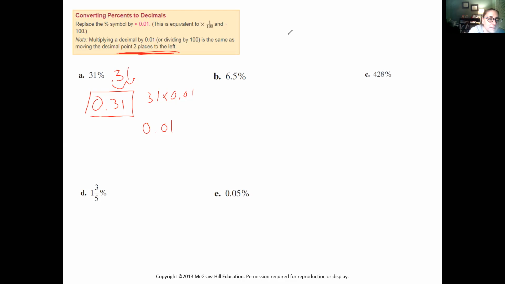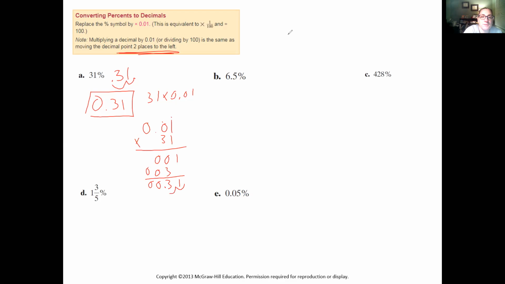0.01 times 31. We're going to get 1, 0, 0. And 3 times 1 is 3, 0, 0. We add them. And then we count up our decimal places, 1, 2. So we're going to go 1, 2. And we get 0.31, which is exactly what we got originally. And it's a lot easier. So again, the trick is you're going to move 2 to the left.